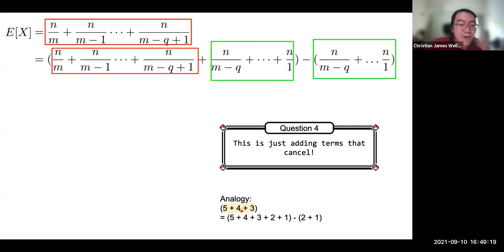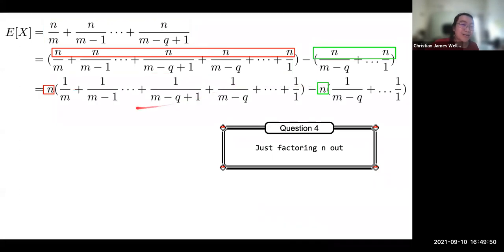It's like saying 5 plus 4 plus 3 equals 5 plus 4 plus 3 plus 2 plus 1, then you minus away the 2 plus 1. I'll stop at this slide for you guys to process what just happened. The reason we are doing this is we want to make it look like the harmonic series. We want it to actually end with 1 over 1. The next step is to factor this out. Before that, any questions?